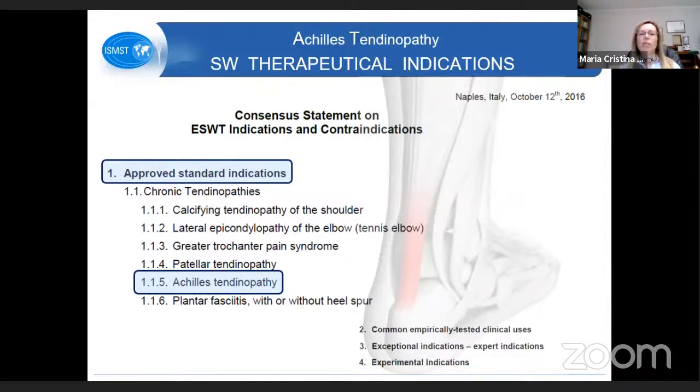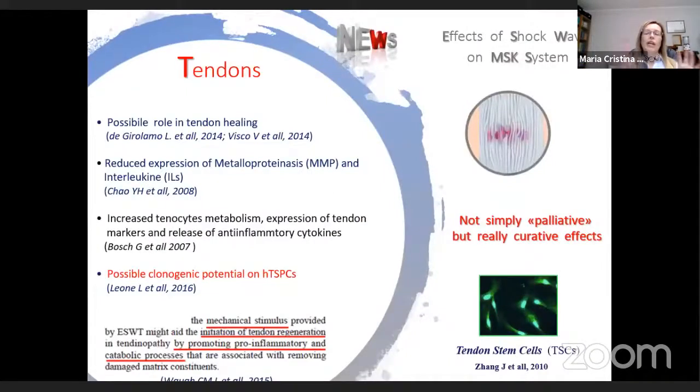Shockwaves for Achilles tendinopathy are included in the first group of the approved standard indications, so the highest level of clinical evidence. We have to keep in mind, very briefly, that the action of shockwaves on tendon is not only palliative, but really a curative effect. We know from the literature that tendon has some stem cells. It is well demonstrated that by shockwaves we can induce tendon healing, we can reduce the expression of metalloproteinases, which are the starting point of tendinopathy and tendon degeneration. We can increase the clonogenic potential of human tenocytes themselves.